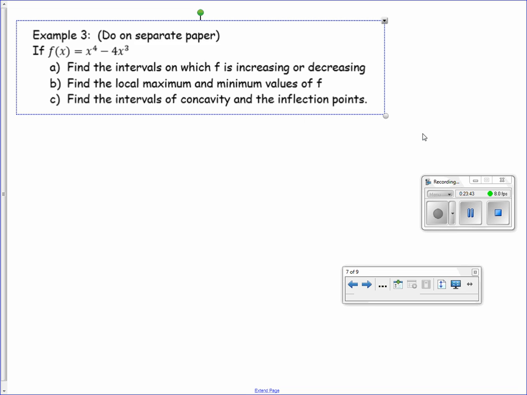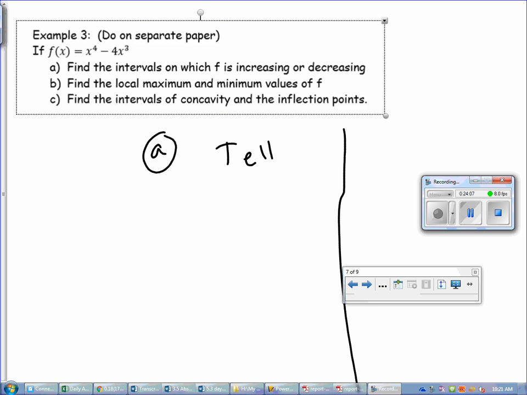Okay? So let's just look at part A, and let's do a tell show. All right, so let's start with the tell side. Find intervals on which f is increasing or decreasing. So if you're thinking about increasing, decreasing, what do you want to analyze? Okay, so if we want to find intervals on which f is increasing or decreasing, we want to analyze the first derivative. So what are we going to do? Yeah, we're going to start by finding the first derivative.